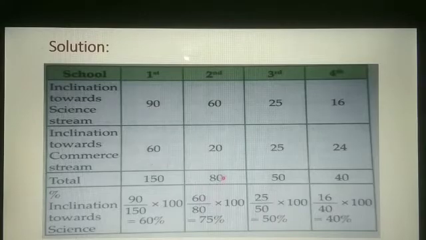Same here for second school. Again, out of 80, what we have to take? The students whose inclination is towards science stream. So 60 upon 80 we will take into 100, that is 75%. Now here in third school, 25 students' inclination is there, so total is 50, so 25 upon 50 into 100 is 50%. Here out of 40, 16 students' inclination is towards science stream, so 16 upon 40 into 100 is 40%. Now we will show these percentages in a graph. So first school 60%, second school 75%, third school 50% and fourth school 40%.